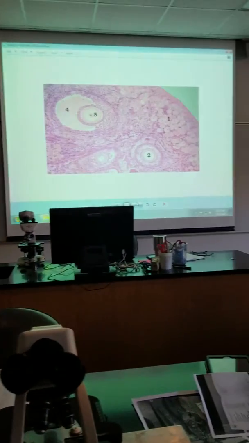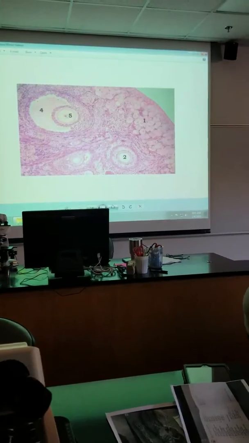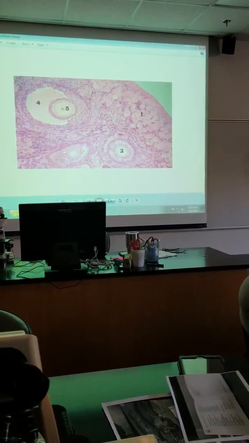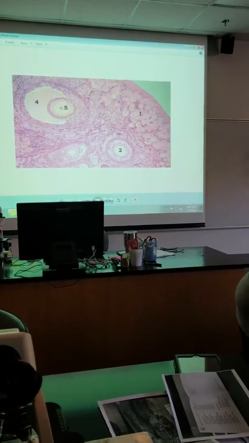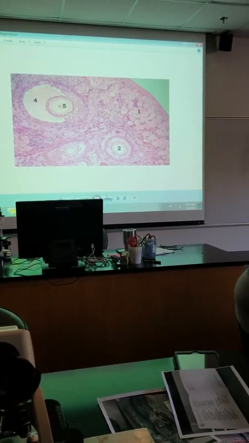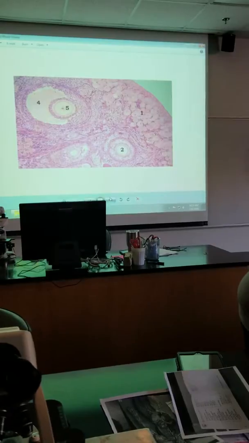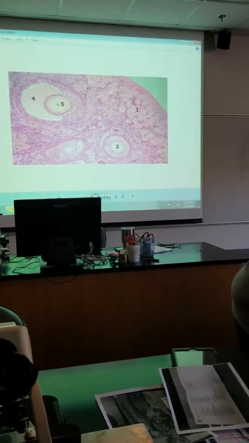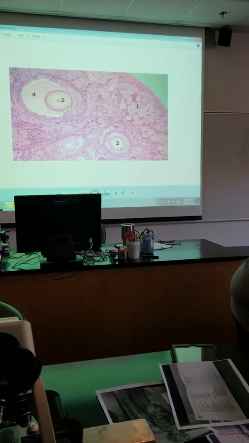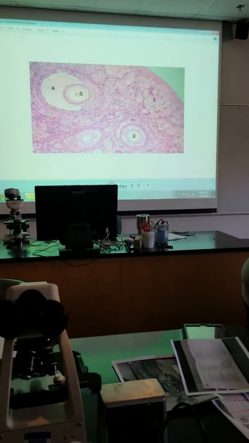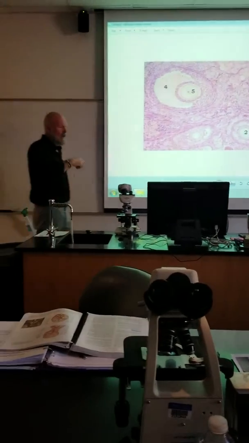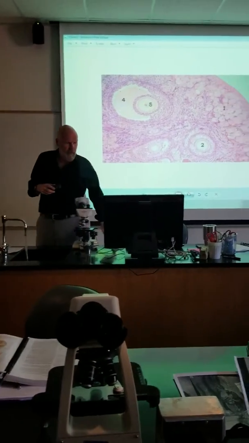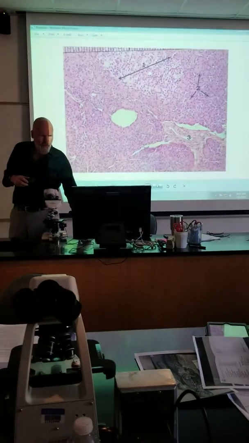What's this? Ovary? Yeah, and why is that? What gives this one away? Yeah, see those big follicles? That's the egg right there, and you can see it in various stages of development. You don't need to know that, but that's what that is. That's a big one right there. That's going to be ovulating soon, right? And then you've got some other ones that are going through primary, secondary follicle stages, primordial follicles. But yeah, that's the ovary.